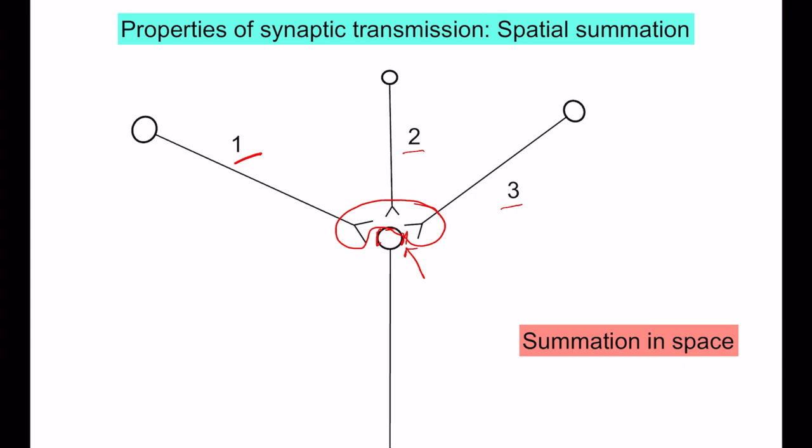So this is known as summation in space, where the potential change caused by three different neurons in this example is being added up. These three different neurons are differently located in space, as you may say, right? This adding up of change in potential caused by different synapses is known as spatial summation.